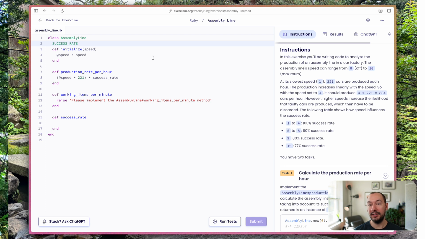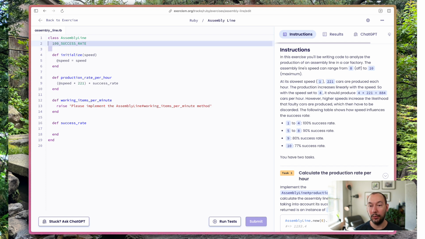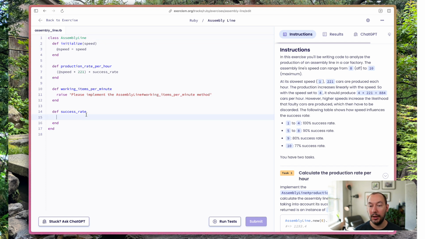So you could get really tedious and be like 100 success rate. I mean, we could do it, but you still have to have a way to figure out which one to use. So probably a method here is going to be a little bit more useful. And it's going to be something like, under cases where we have a certain speed.